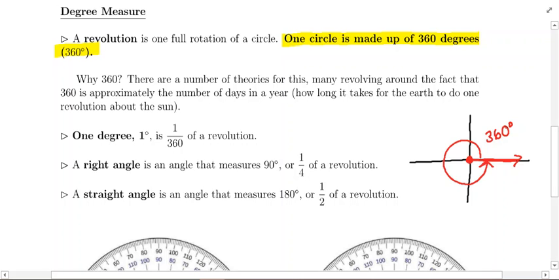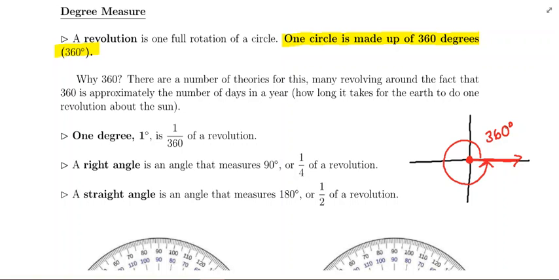So why the number 360? There are a number of theories for this, many revolving, no pun intended, around the fact that 360 is approximately the number of days in a year, how long it takes for the Earth to do one revolution about the sun. So that's a cool little fact.